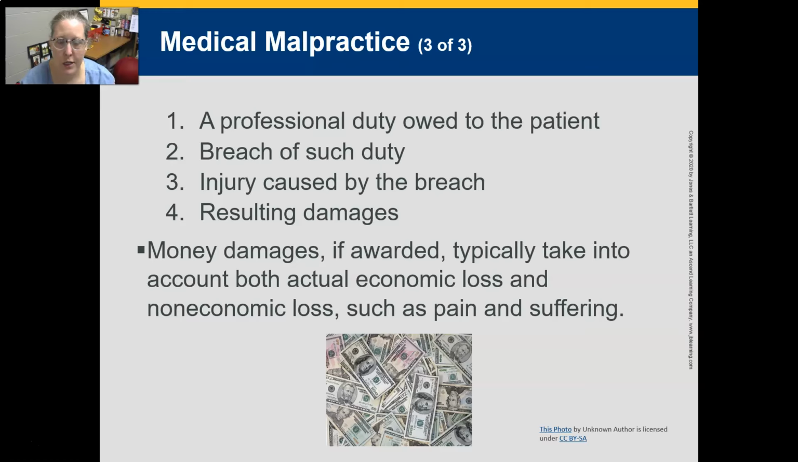First, the provider must have had a professional duty that was owed to the patient. So they were the patient's doctor, right? They were the provider, and there was a contract between the two. Second, there was a breach of their duty, so they failed to do something, or they did something that was inappropriate, or something didn't go right. Third, there was injury to the patient that was caused by this breach of duty from the provider. And fourth, there are damages that sometimes are permanent.